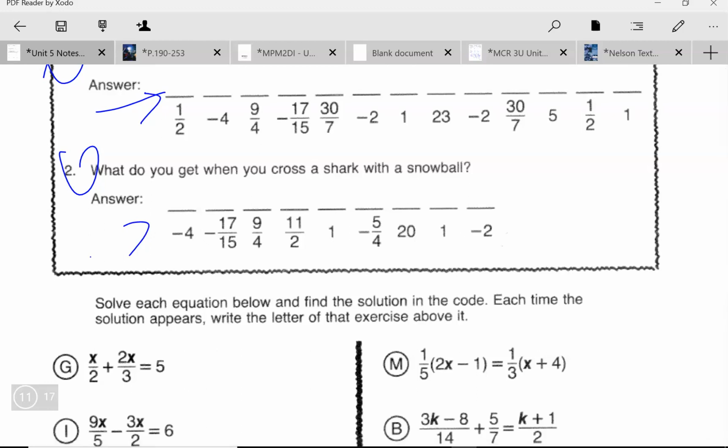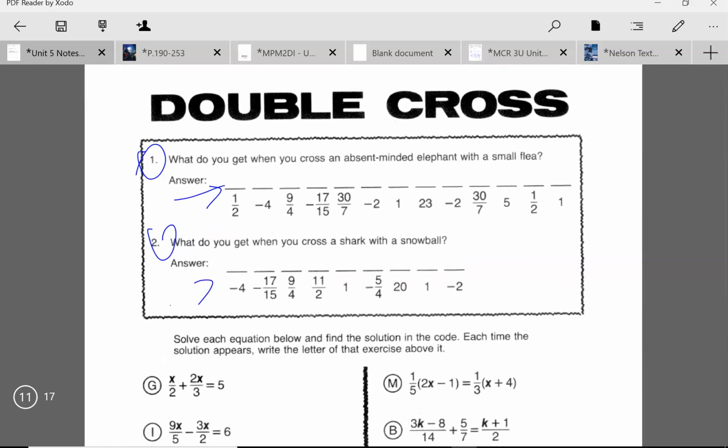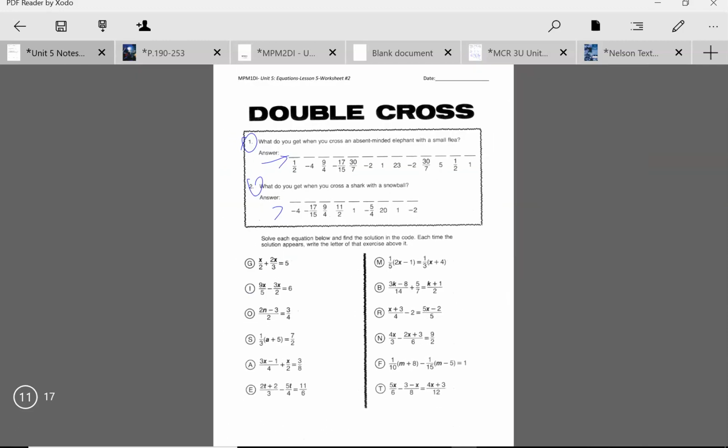So, what do you get when you cross a shark with a snowball? I honestly have no idea. When you cross an absent-minded elephant with a small flea. Fleafant? I don't know.